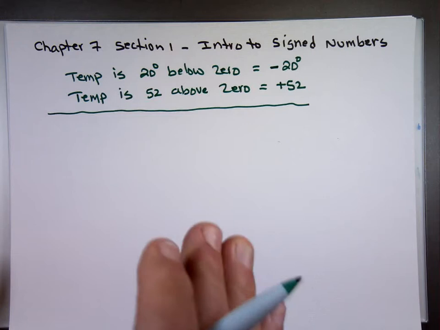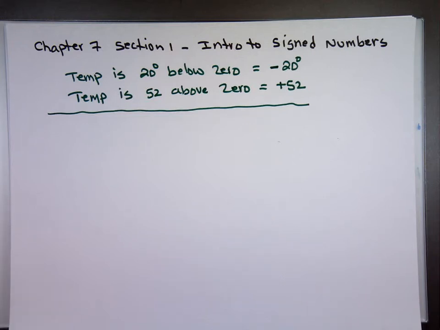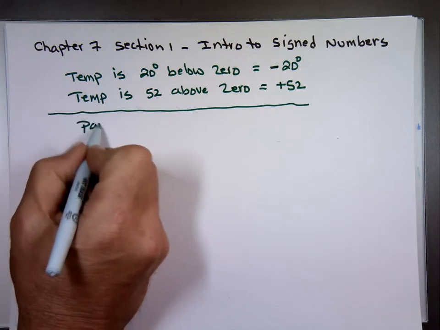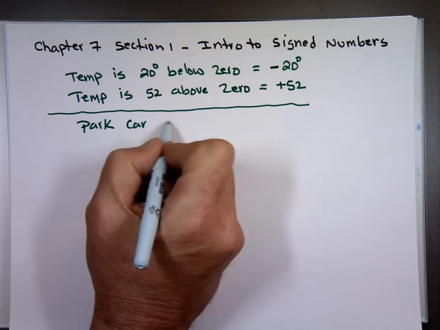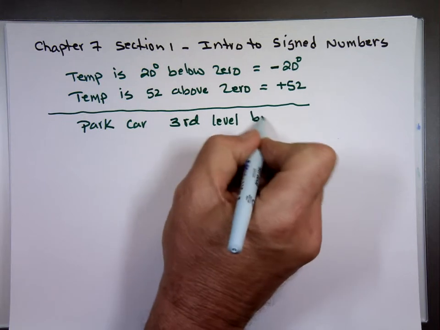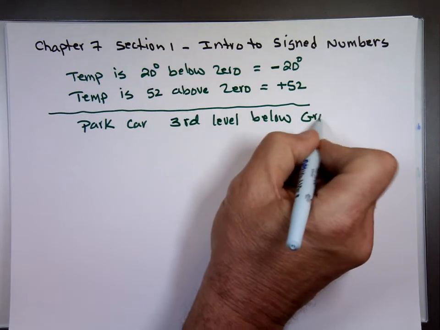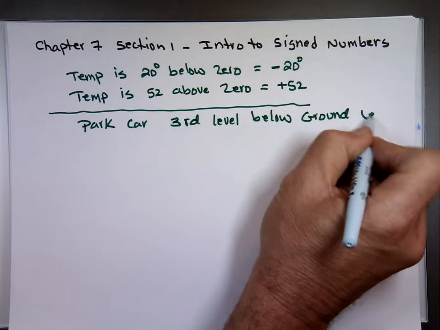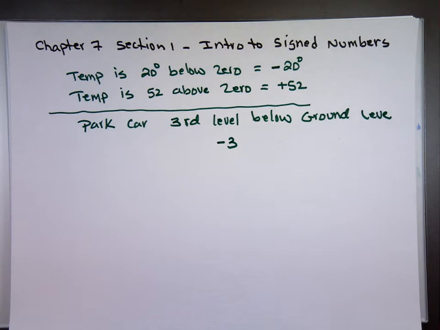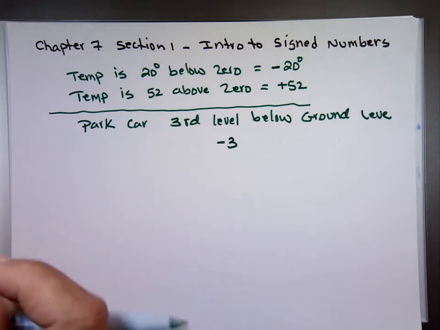If you go to park your car in a garage, one of those garages where you have to go under the ground and you park, so you park your car on the third level below the ground. So you park where? You actually are negative 3 from the ground, down there. If you park on the 6th level or the 7th level, you are above the ground. So we're going to be dealing with positive and negative numbers.